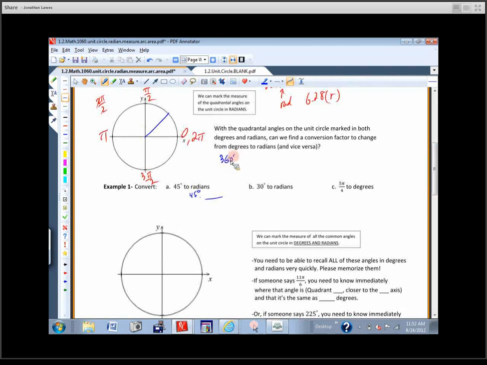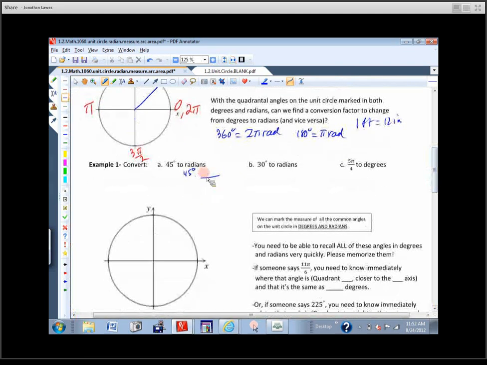Now, there are 2 conversion factors you could use. We could say that 360 degrees was the same as 2 pi radians. Remember, since you've got 2 things that are equal, we could use those as a conversion factor, just like we used 1 foot equals 12 inches. Or you could use this one. We could say 180 degrees is the same as pi radians.